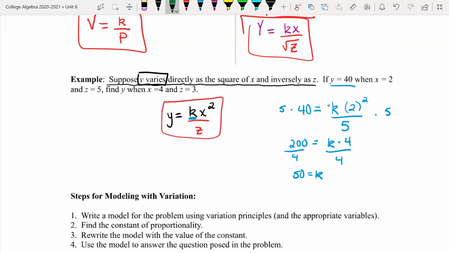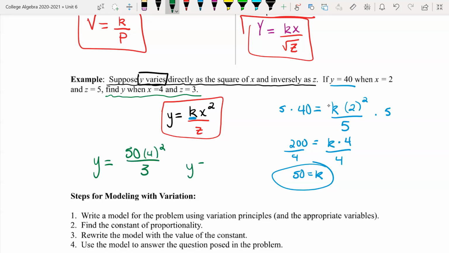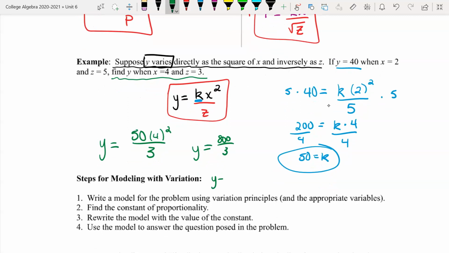All right? And that's an important step. We found k. Now, this is the real problem. It says find y when x equals 4 and z equals 3. So I don't know what y is. I'm going to plug in my k. I know x is 4. I know z is 3. And I just solve it. Well, 4 squared is 16, times 50 gives me 800. And then I want to divide it by 3. And you're going to want to round it to the nearest hundredth. So I'm going to say 266.67.